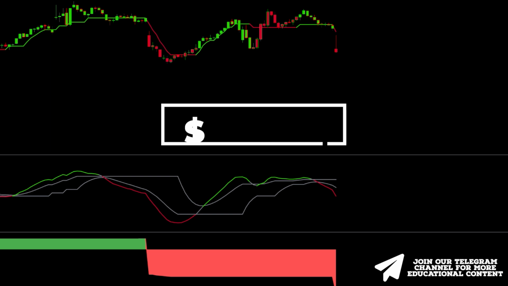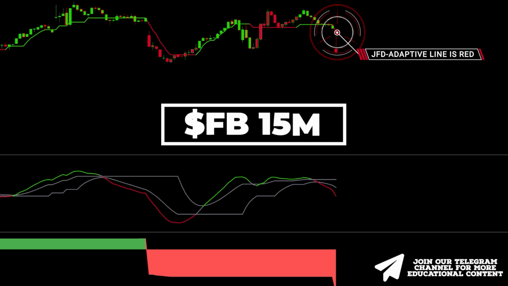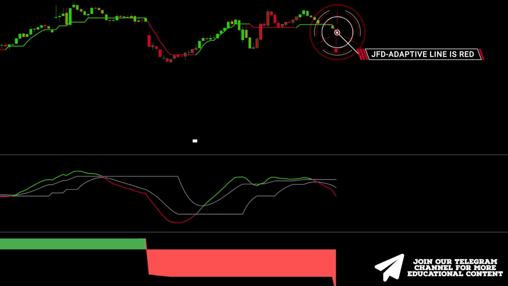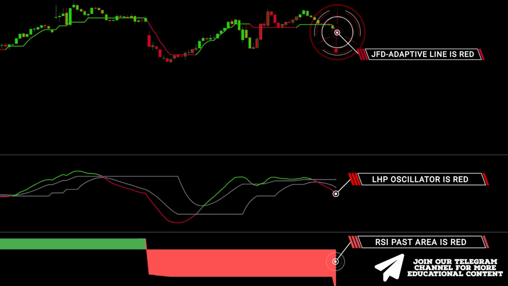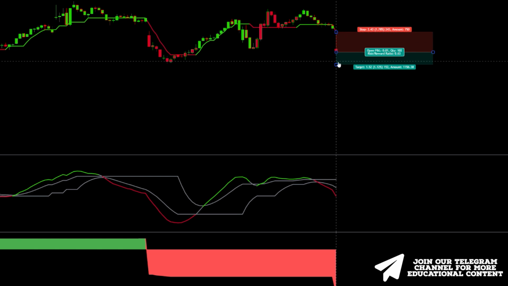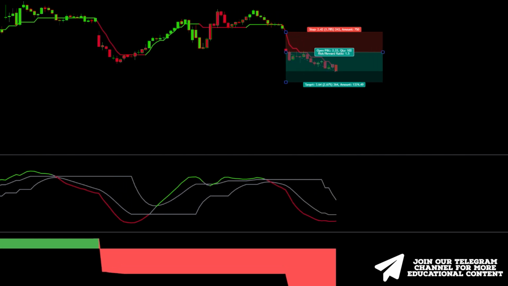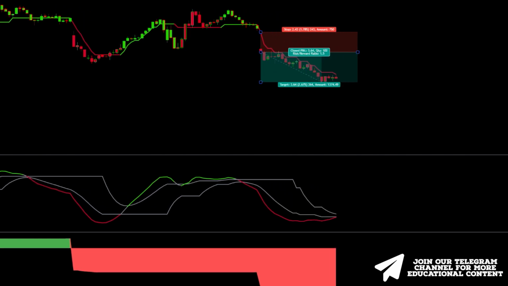Here's Meta Platforms stock, a 15-minute time frame. So, the JFD adaptive line becomes red right here, giving us an unconfirmed sell signal. Then, the oscillator's line is red as well. Finally, the RSI past indicator is red. We enter the trade on this candle. Since the previous high is far from the price, we may place the stop loss at the JFD red line and target 1.5 for 1 risk to reward. Once again, the price dropped and smashed our target.